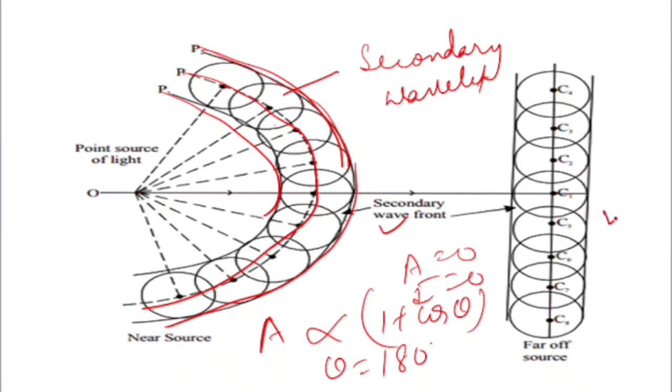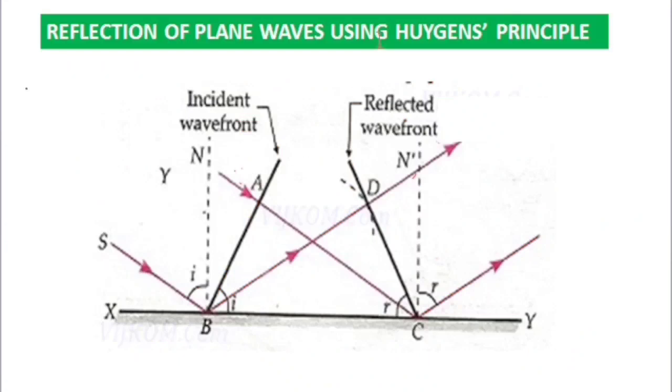This one is a cylindrical wavefront. This is a linear source, and each point acts as a source of secondary wavelet. So in this way we draw a cylindrical wavefront if the source is linear. Now using this Huygens principle, two important questions are there. You have to prove the laws of reflection of plane waves using Huygens principle. Very, very important. And second, refraction of plane waves.